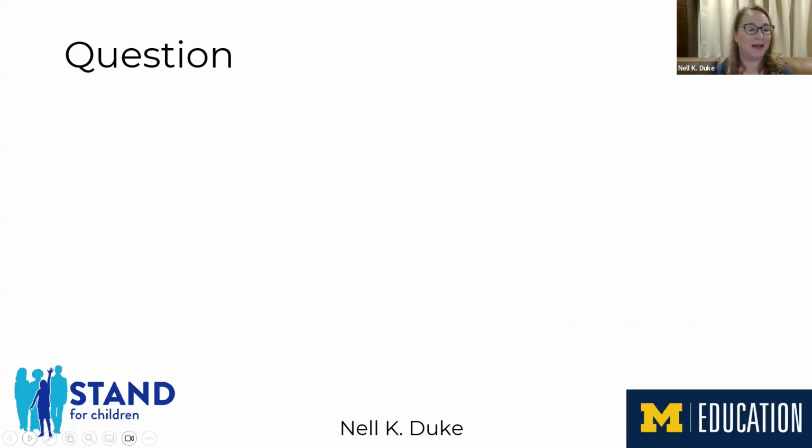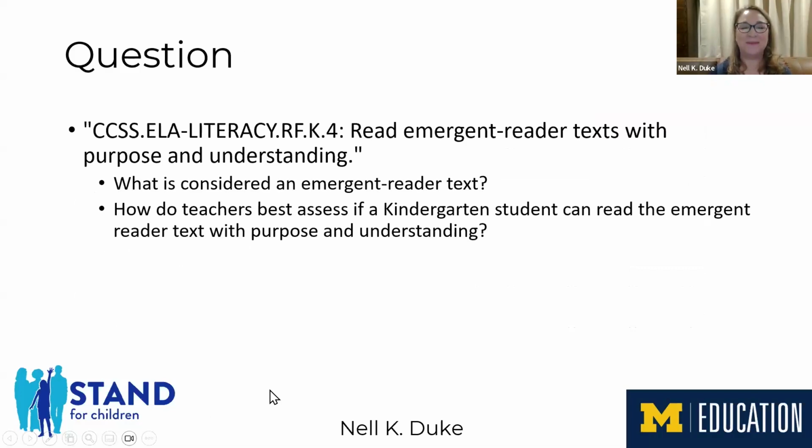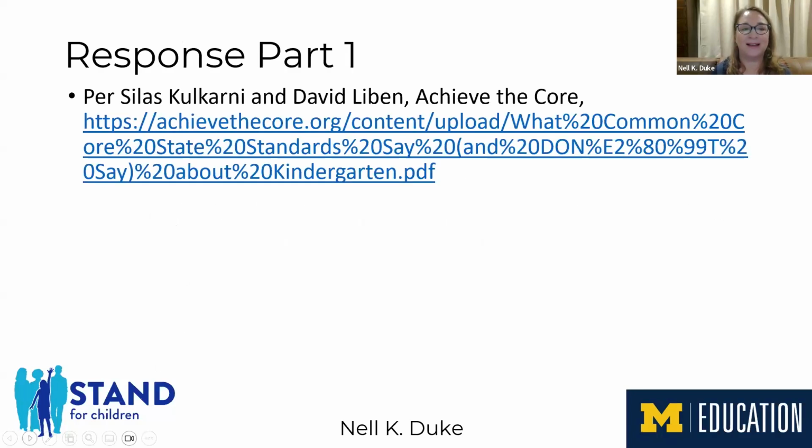All right. Well, that was a lot about handwriting. Now I'm going to move on to this question, another excellent question. Someone's looking at the Common Core State Standards, and that in and of itself deserves applause because I feel like we don't always look at those as much as we should. In the Common Core State Standards, they call for, in kindergarten, at the end of the year, kids to be able to read emergent reader texts with purpose and understanding. And the question is, well, what is an emergent reader text? And how do teachers best assess if a kindergarten student can read an emergent text with purpose and understanding? Great questions.